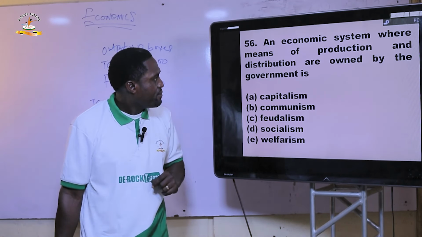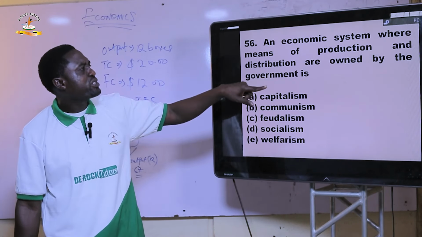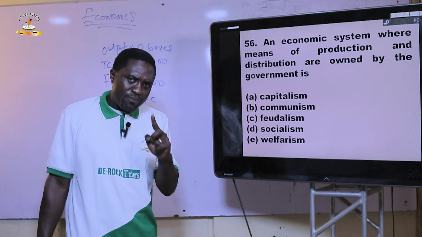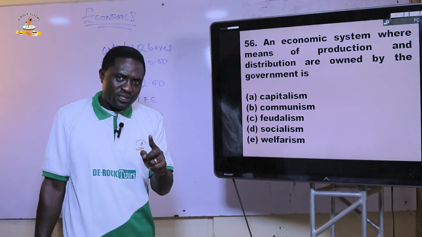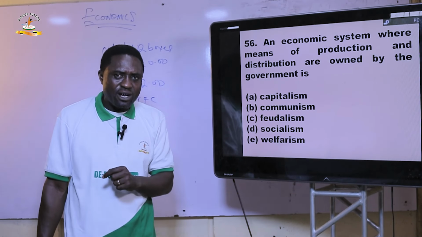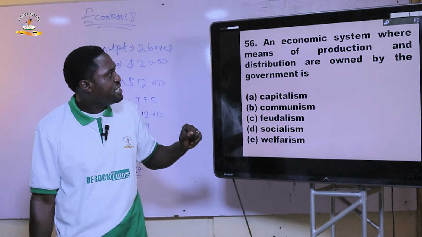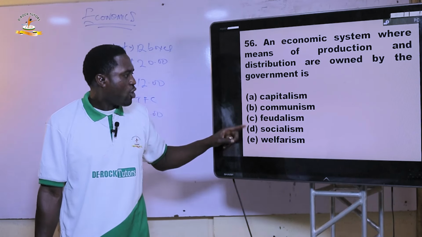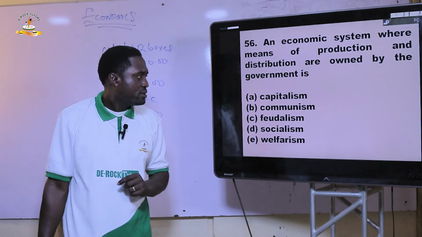An economic system where means of production and distribution are owned by the government. Where means of production and distribution are owned by the government is a socialist economy. You understand? It's a socialist economy. That is option D, socialism. The next question.